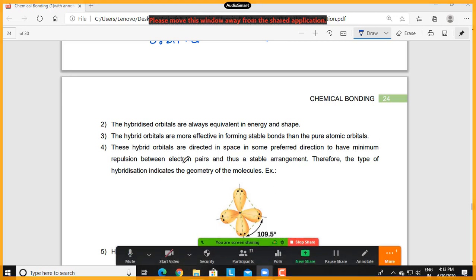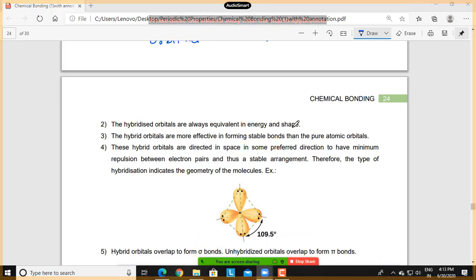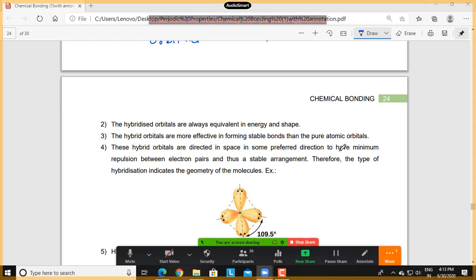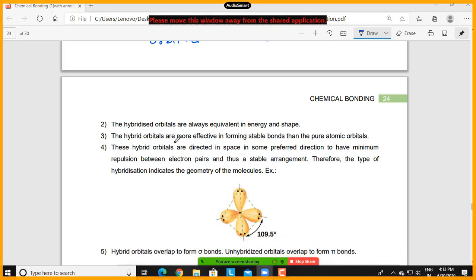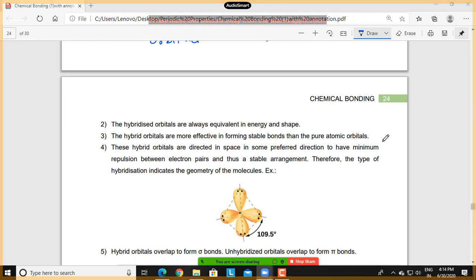Next, hybridized orbitals are always equivalent in energy and shape. Their shapes will be identical and their energy will be equal. These are the characteristics of hybridization. Third, hybrid orbitals are more effective in forming stable bonds than pure atomic orbitals. Hybrid orbitals can form a bond with a higher probability than pure orbitals, and hybrid orbitals form stable bonds.